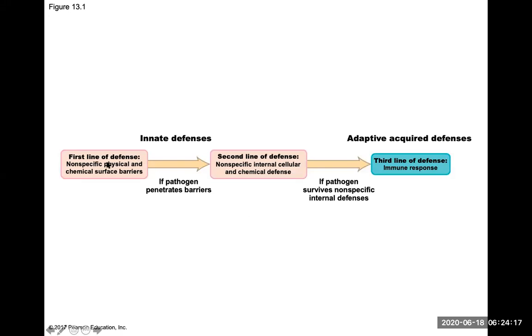So this is the first line of defense. If pathogens penetrate barriers, the second line of defense will try to take it out. And then if a pathogen survives non-specific internal defenses, the immune response is initiated.